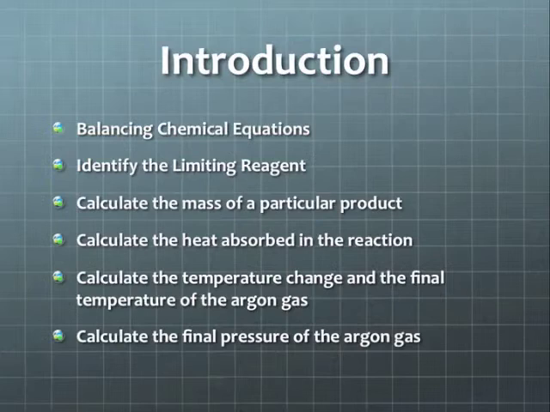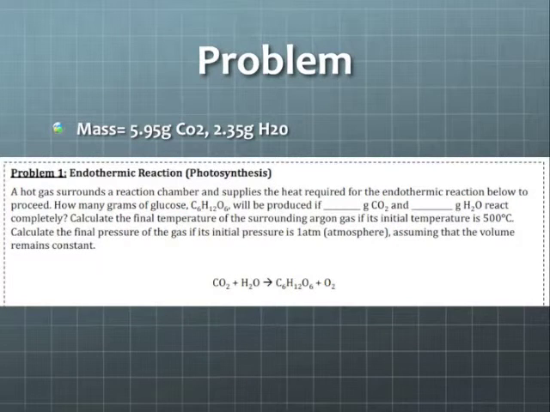To first begin, I will explain balancing chemical equations, identifying the limiting reagent, calculating the mass of a particular product, calculating the heat absorbed in the reaction, calculating the temperature change and the final temperature of the argon gas, and calculating the final pressure of the argon gas. Going on to this problem, I chose endothermic and photosynthesis.